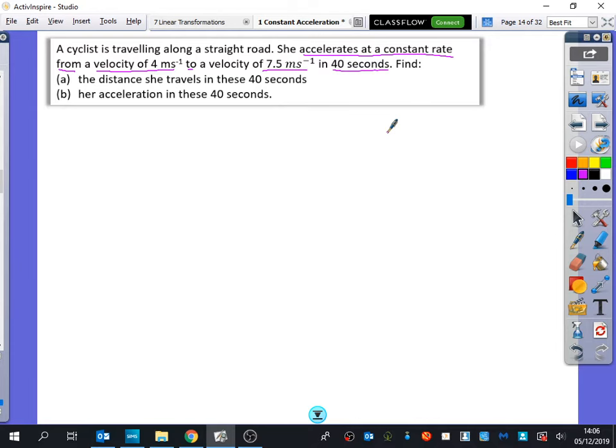So all I want to do before I even read the question is extract that information that I've got there. Ibtiaz, out of these things that I've underlined, is there anything that you can tell me what letter they are represented by? Good, so we know that t is equal to 40.